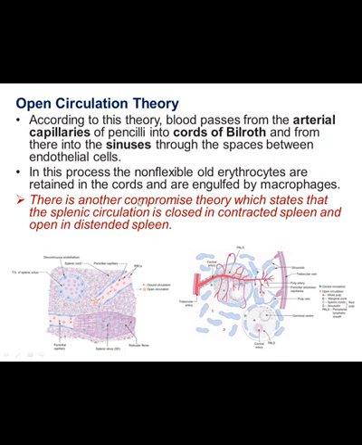In this process, the non-flexible old erythrocytes are retained in the cords and are engulfed by the macrophages, because blood first comes into this cord, which contains many cells and reticular fibers. So here, old erythrocytes are engulfed by the macrophages. There is another compromise theory which states that splenic circulation is closed in contracted spleen, and it is open circulation in the distended spleen.